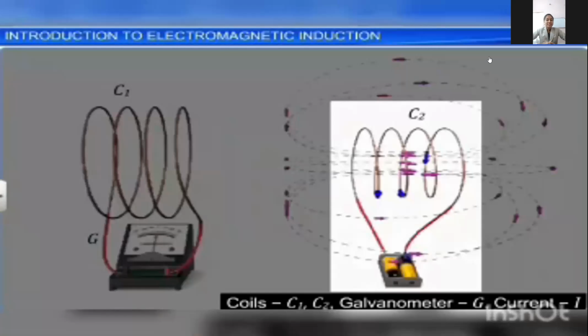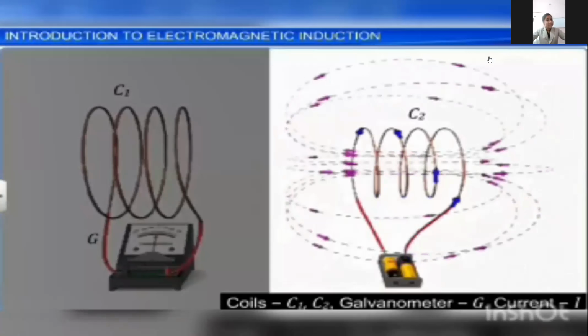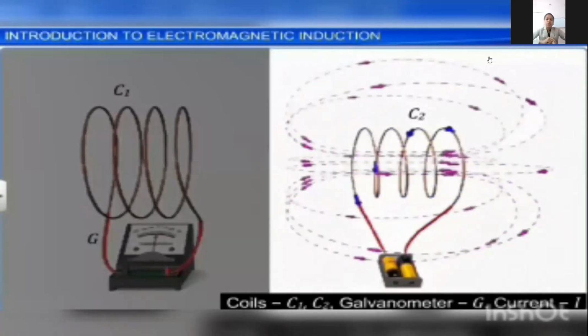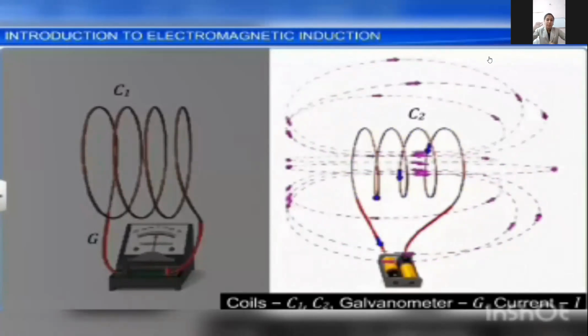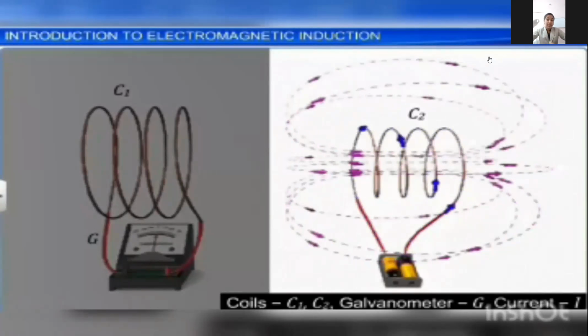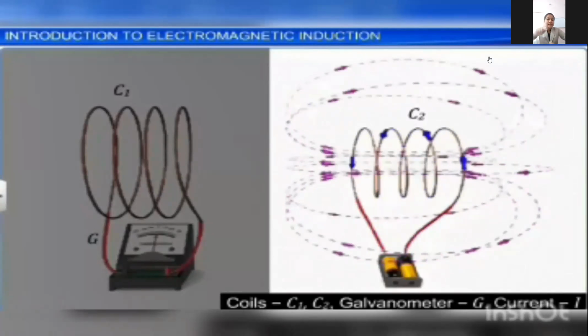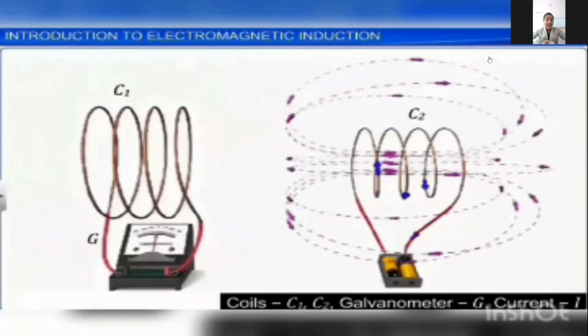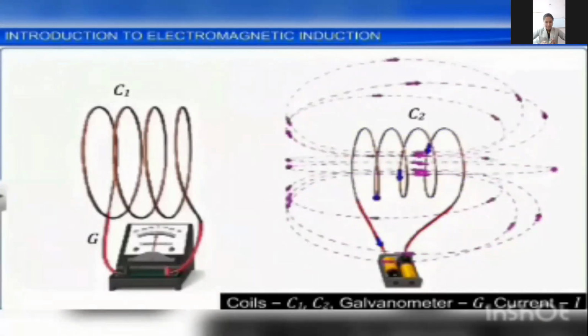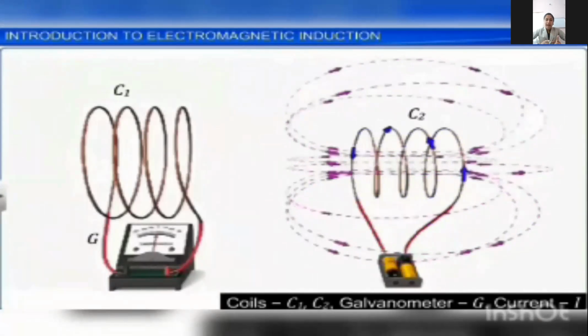Okay, so now we have seen what electromagnetic induction is and a related experiment. In the first experiment, we took a coil wound with copper wire and a bar magnet. Now in the second experiment, we are going to take two coils, C1 and C2. C2 is connected to a battery, so there is a current passing through it. C1 is directly connected to a galvanometer, and no battery is connected.